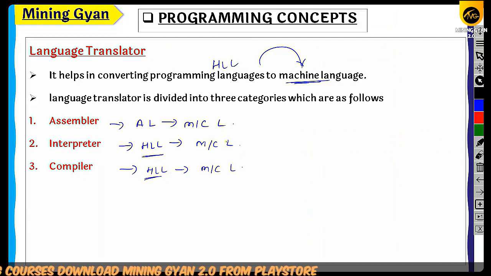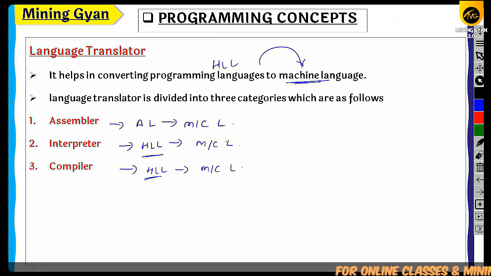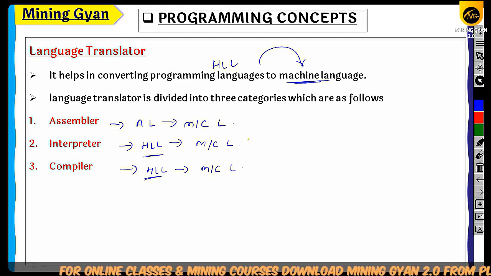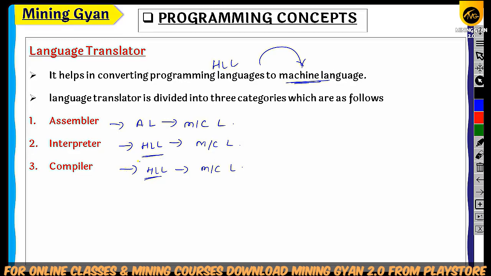But the difference is that the interpreter converts high level language into machine language line by line. The compiler, on the other hand, can convert all the code into machine language at one time. So basically the interpreter works line by line, but the compiler can convert the entire high level program in one time. These are the differences between the interpreter and compiler, because both are used to convert high level language into machine language.